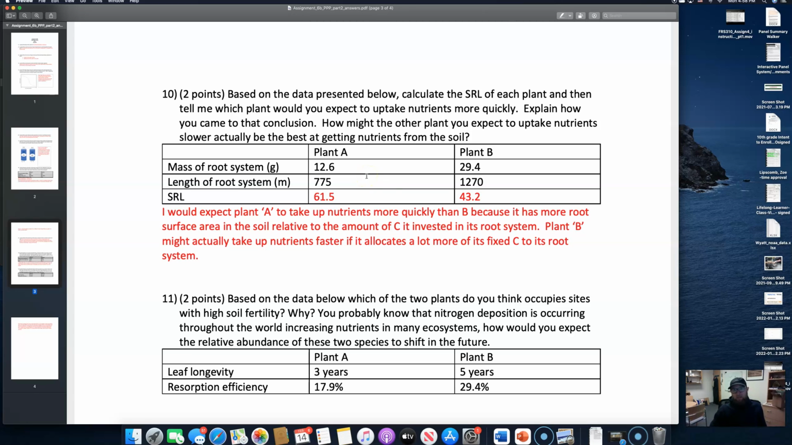We could be wrong based on specific root length, right? This is a metric that generally captures this pattern, but it's not always correct. So plant B could take them up more quickly, but we would expect plant A to.